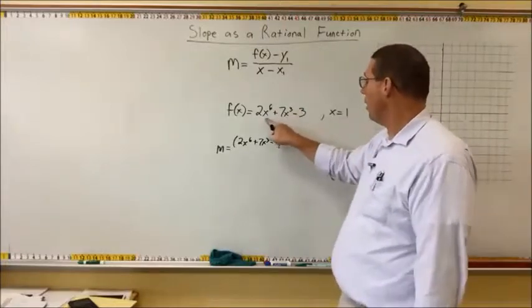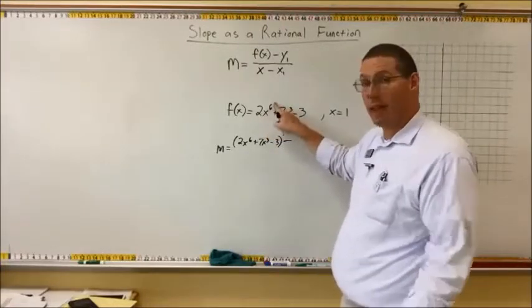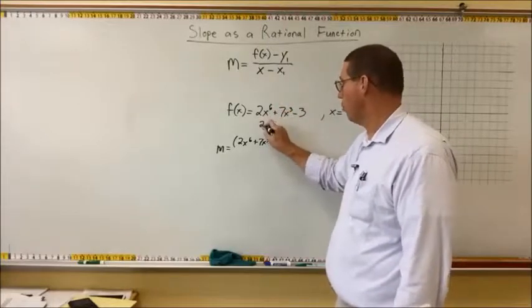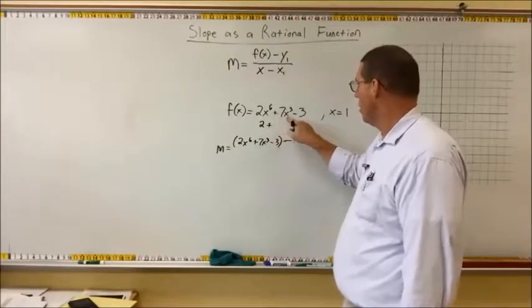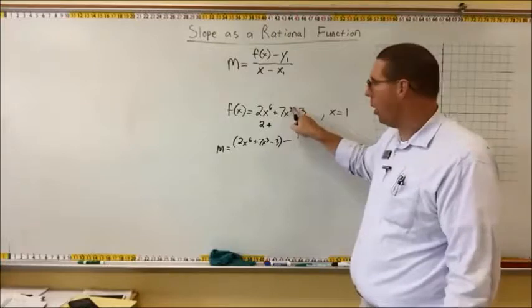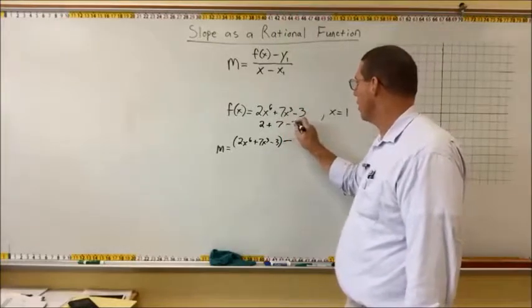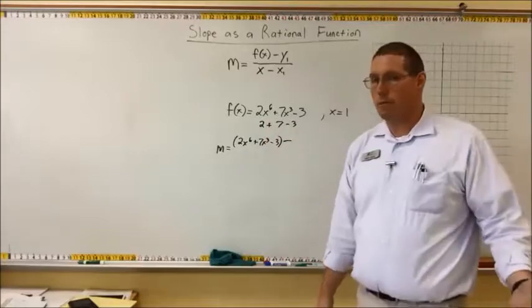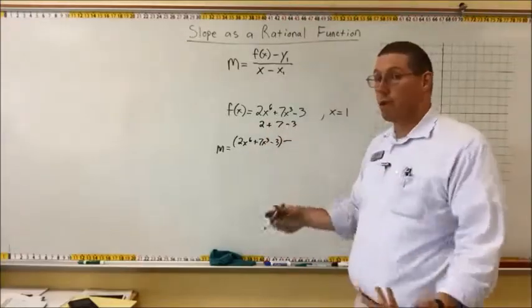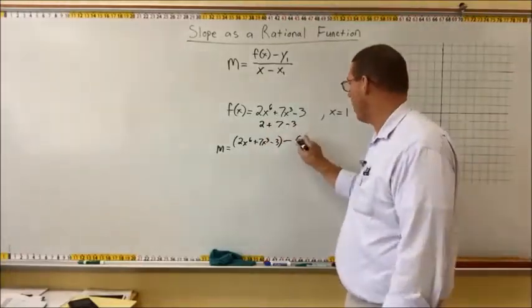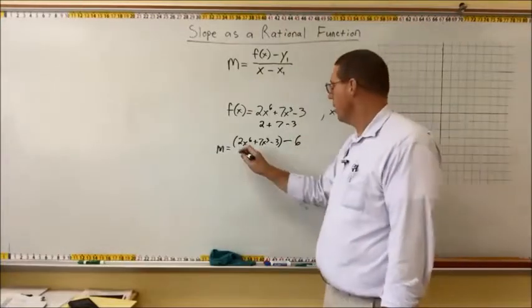Well, if we plug a 1 in, we got 1 to the 6th power, that's 1. 1 times 2 is 2, plus 1 to the 3rd power, that's 1. 1 times 7 is 7. So put a 7 here. Minus 3. 2 plus 7 is 9. 9 minus 3 is 6. So I'll put a 6 here, right?